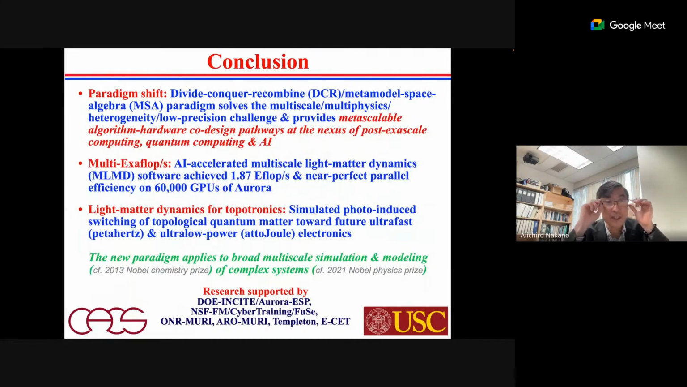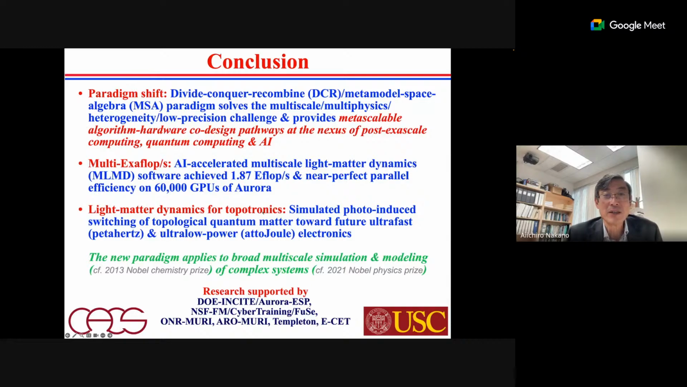So in conclusion, regarding the paradigm shift, our divide-conquer-recombine and metamodel-space-algebra paradigm solved the multiscale, multiphysics, heterogeneity, and low precision challenge, thereby providing a so-called metascalable algorithm-hardware co-design pathway at the nexus of post-exascale computing, quantum computing, and AI. And we broke the multi-exaflop barrier with that.